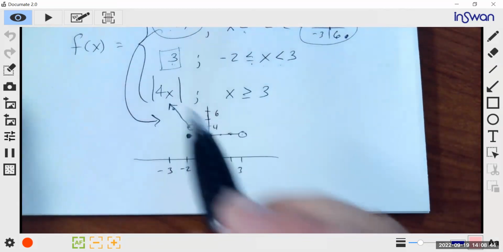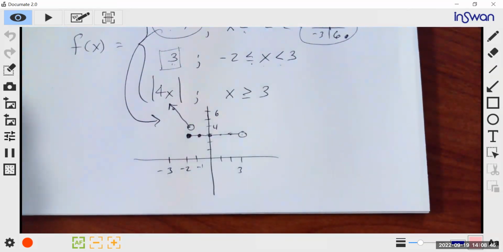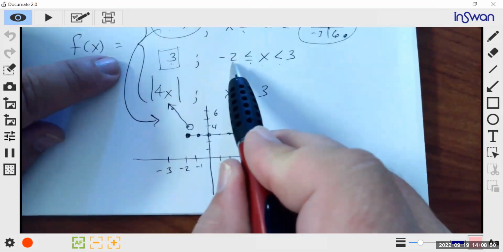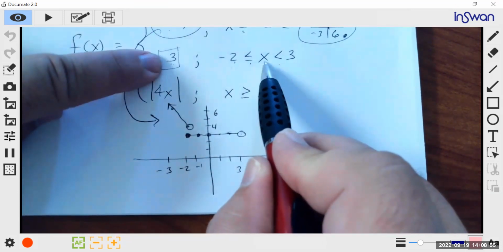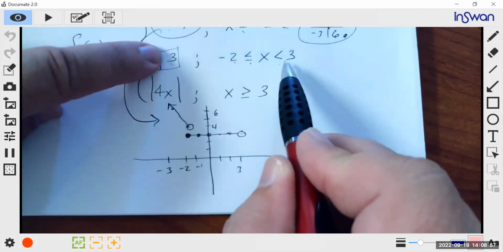Whenever you have a single number, that's a horizontal line. Remember, these are your y values. When x is -2, what's y? 3. When x is 0, what's y? 3. When x is 3, y is 3.